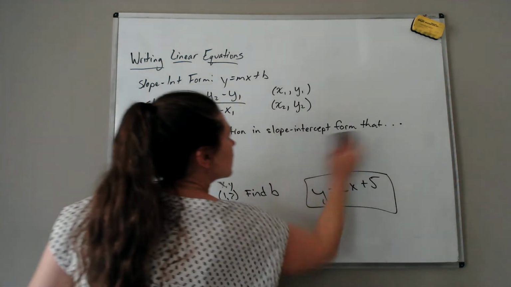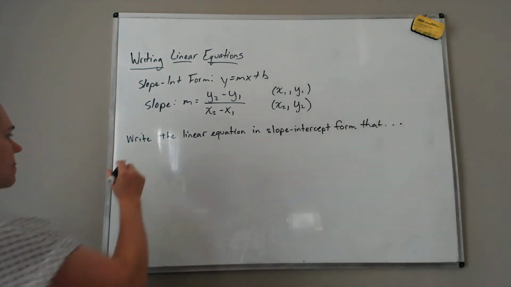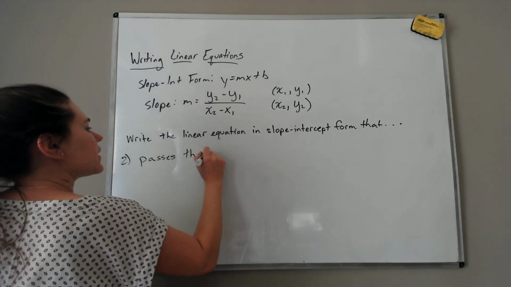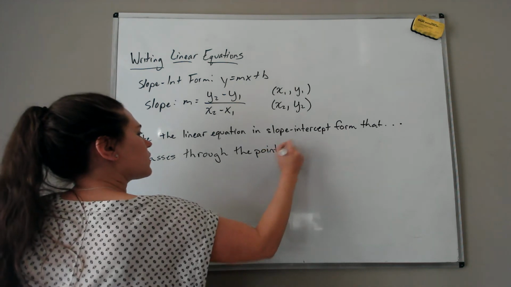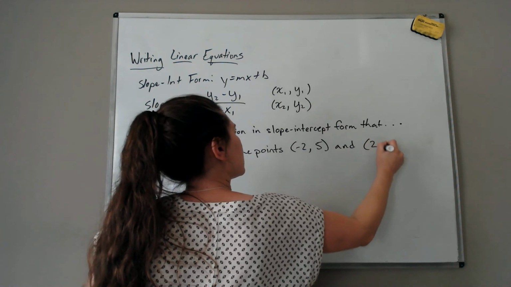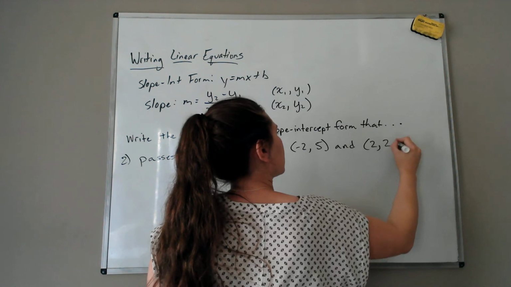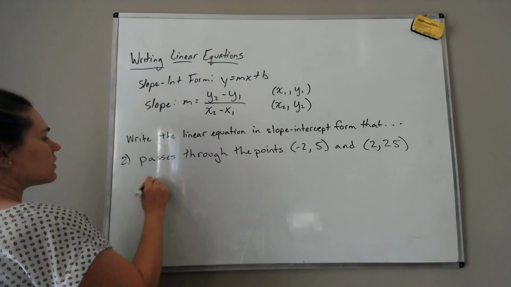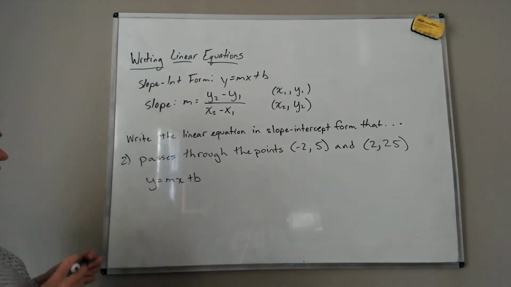Okay. Number 2. Passes through the points -2 comma 5 and 2 comma 25. Okay, so we're going to write the equation of the line in slope-intercept form, which is y equals mx plus b, that passes through these 2 points.